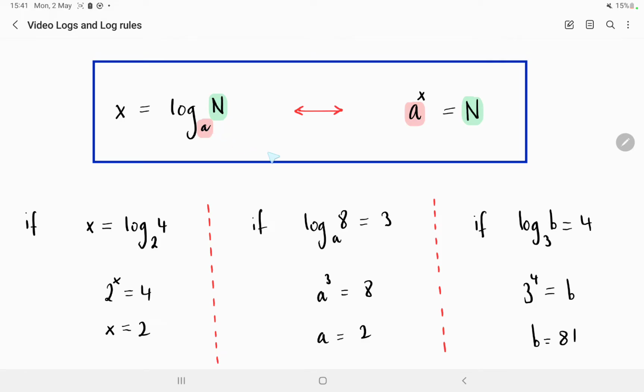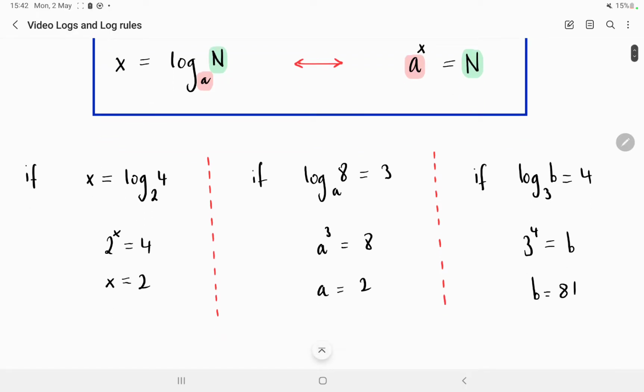then that base a is the base here on the right hand side. N becomes essentially our final answer, and the x here is our index. So base a is base a whenever we rewrite it in indices, and then this x is our index. We can apply that to three different scenarios here.